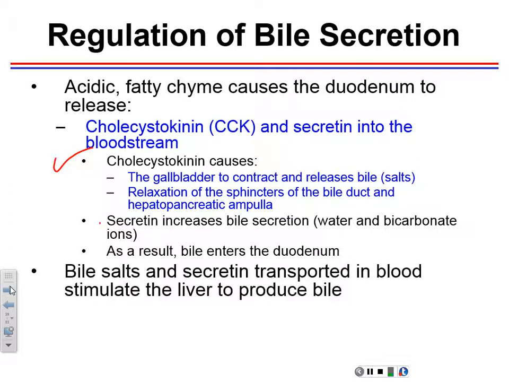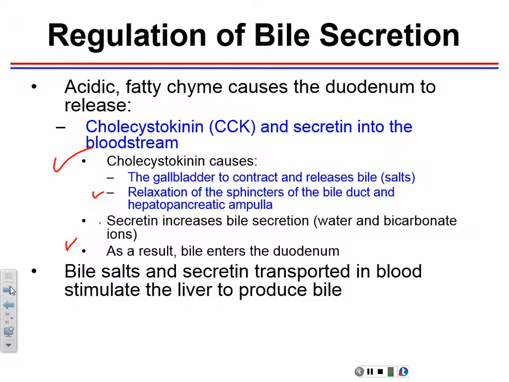So, know the function of cholecystokinin, which causes relaxation of the hepatopancreatic ampulla, because that's how the bile is going to get into the small intestine, and as a result, bile will enter the duodenum. The bile salts, like I said, in the enterohepatic circulation, will be recycled and go back to the liver. When they go back to the liver, it's like a positive feedback mechanism, and will cause more secretion of bile.